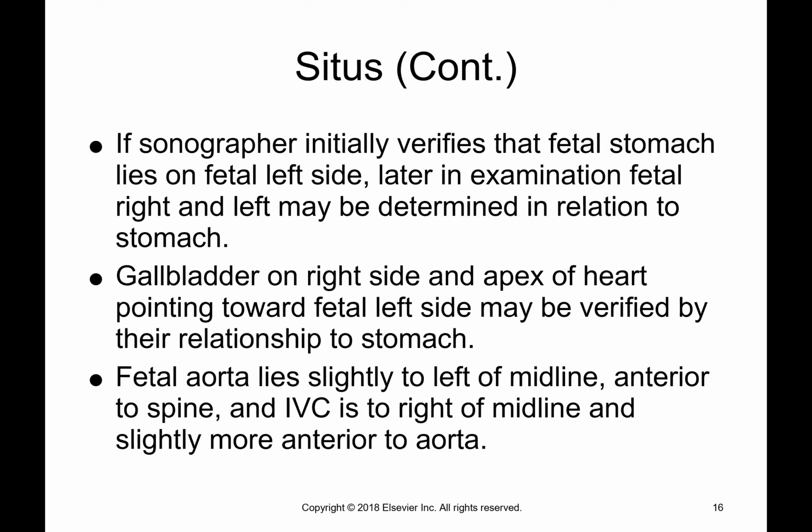This is part of the scanning. If the sonographer initially verifies that the fetal stomach lies on the left side, later in the examination, the fetal right and left may be determined in relationship to the stomach. I use the stomach as a huge landmark because it's usually a big black hole. If I know that it's on the correct side, the left side, then I use that as a landmark for determining if the heart is on the correct side, the gallbladder is on the right side, the apex of the heart is facing towards the left, the fetal aorta is on the left, the IVC is on the right.